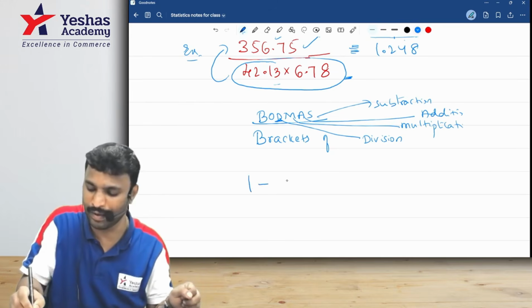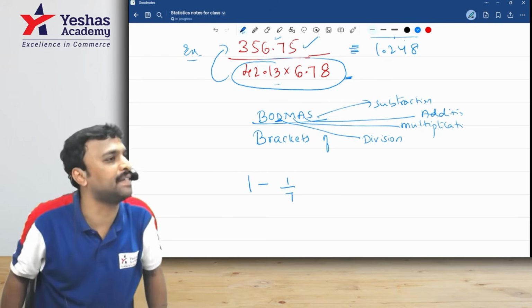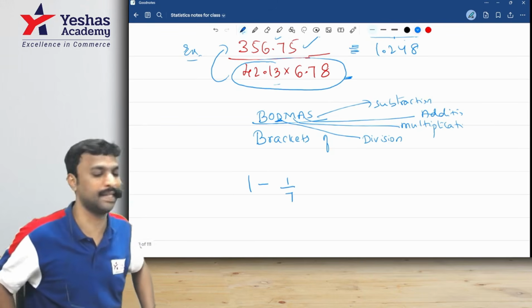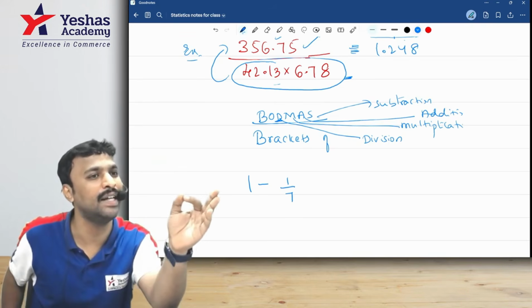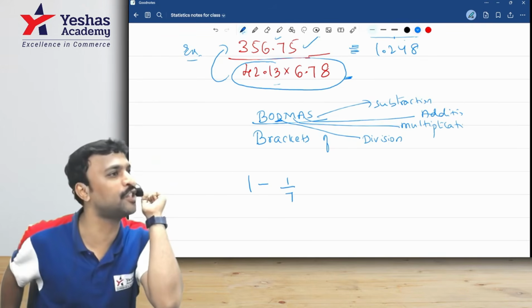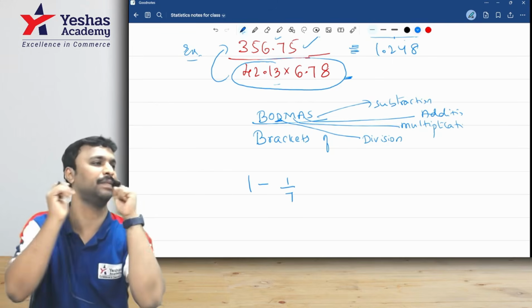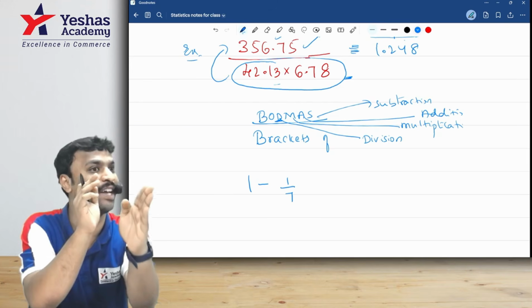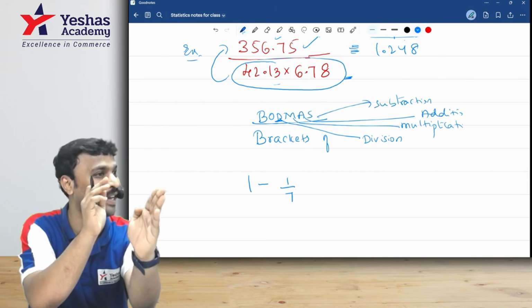1 minus 1 by 7. Everybody, do you have brackets here? No brackets. So if there is no bracket, first priority is given for what? Division. So which one would you solve first? 1 by 7. Type 1 by 7 first. You need not write anything on paper. I am going to tell you how to solve it in the calculator itself.